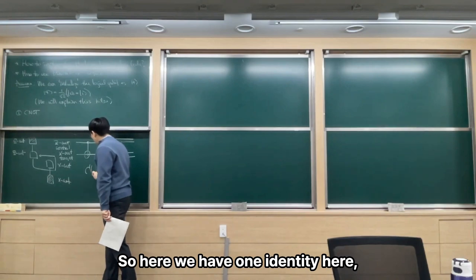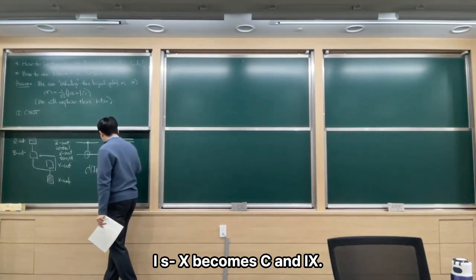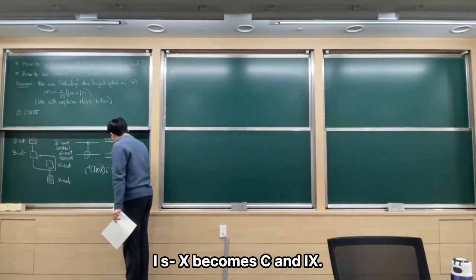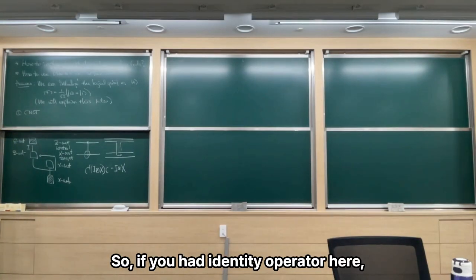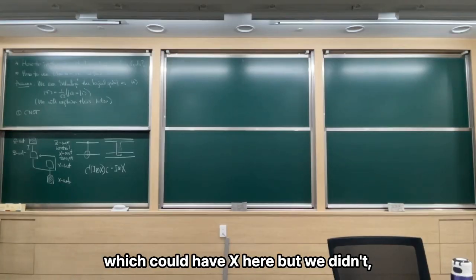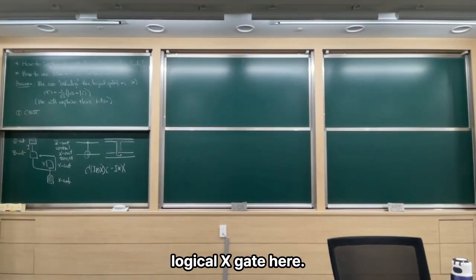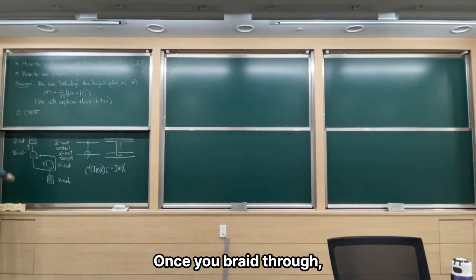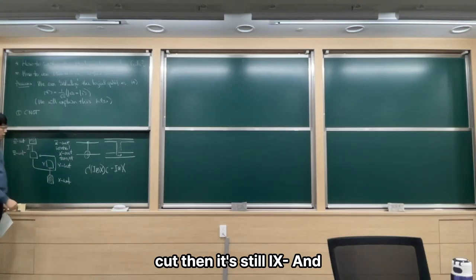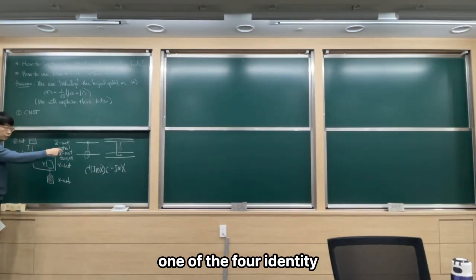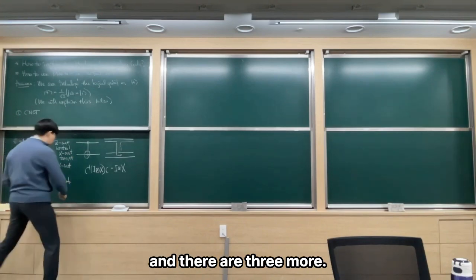So here we have one identity: I, X becomes C, and I, X. If you had an identity operator here, which could have X here, but we didn't, and if you have an X operator here, the logical X gate, once you braid over this X cut, it's still IX, which means that it satisfies one of the four identities that the C0 gate must satisfy. And there are three more.